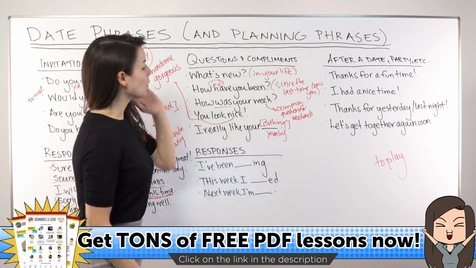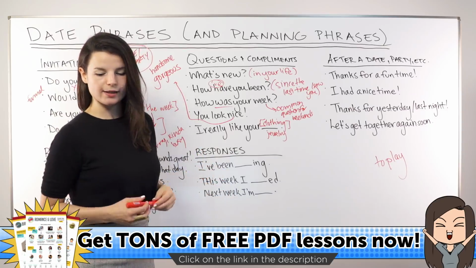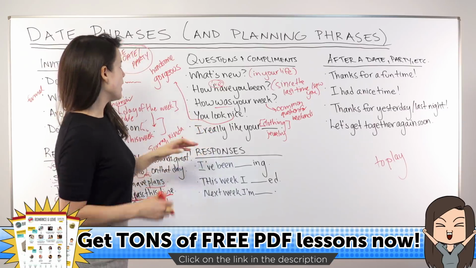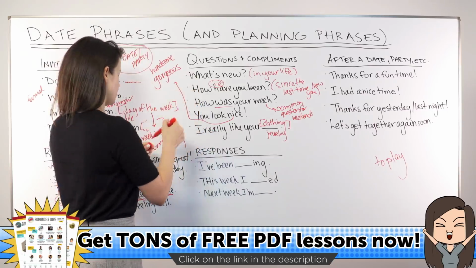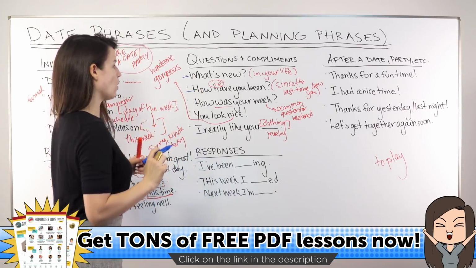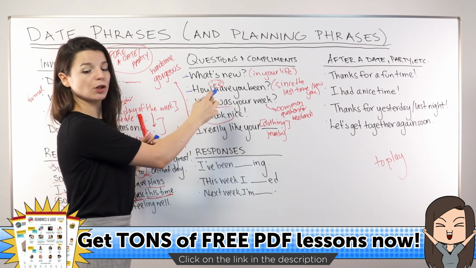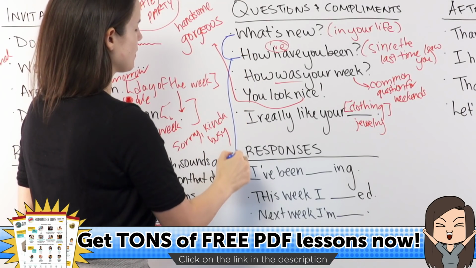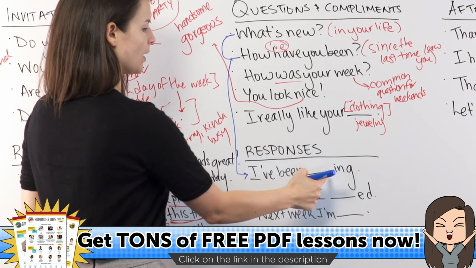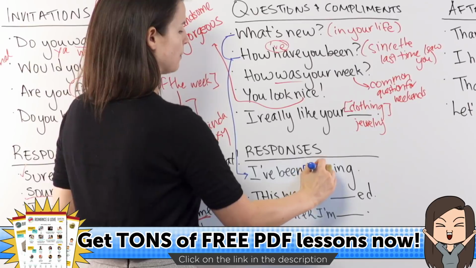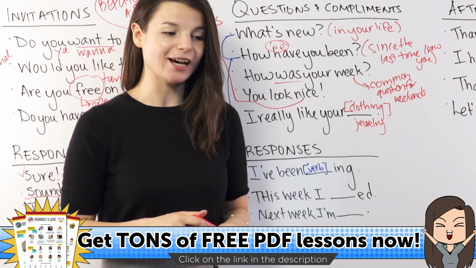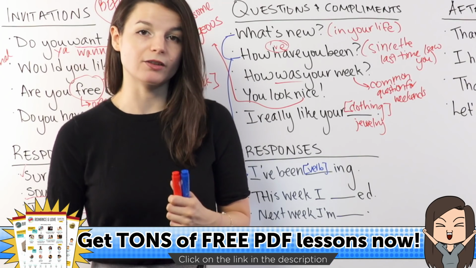Okay, good. So how do we respond to this is the next part. To respond to these questions and these compliments, when someone asks you this question or this question, "How have you been?" or "What's new?", you can use this pattern to respond. "I've been" something-ing. So here is a verb. For example, I've been working a lot, or I've been relaxing a lot, or I've been trying a lot of new things.